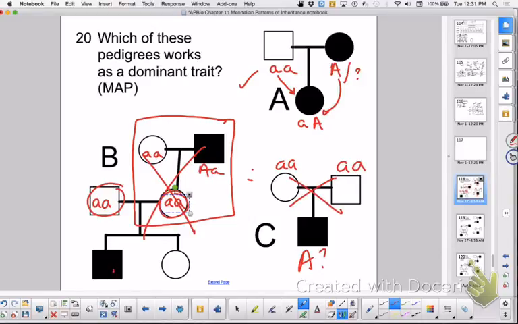Okay, check the person next to you, make sure they understand. Clarifying questions on that? Anything you want to ask me? Okay, so let's do another one.